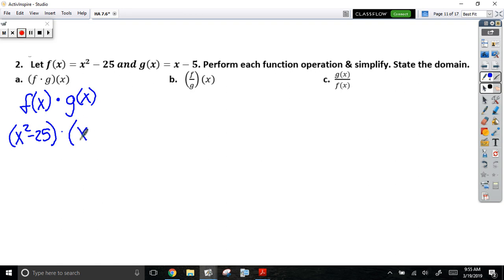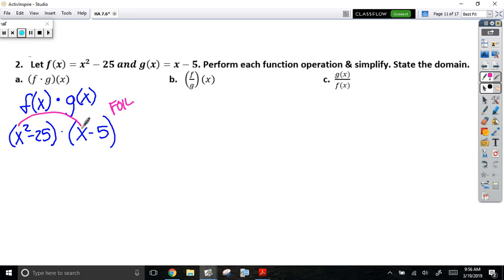G of x is x minus 5. So we have a binomial times a binomial. How do we multiply those? I will warn you on the homework, you may have a trinomial times a binomial, which is like FOIL, but you have to do more of your arrows, which we did in chapter 6.